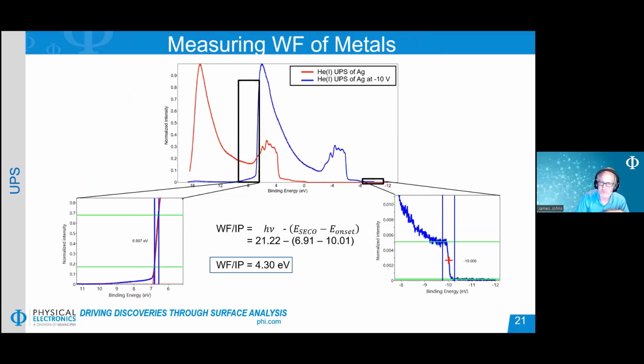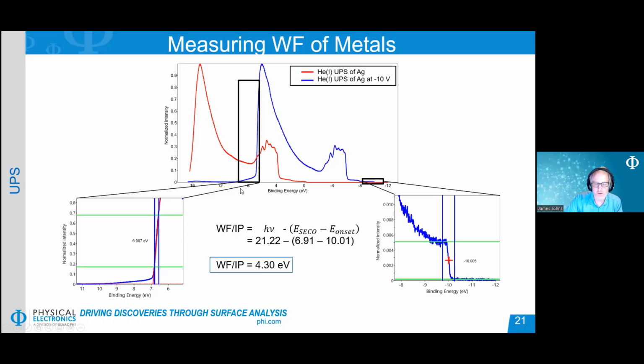So if we take silver and now we apply a bias to it, we can very easily see this cutoff. Here we have in red the original UPS spectrum of silver that I just showed you. And in blue, we have our UPS spectrum at minus 10 volts. I apologize for that confusion. We have our Fermi level up here crossing at minus 10 volts. And then we can easily look at our secondary electron cutoff, or our cutoff energy here.